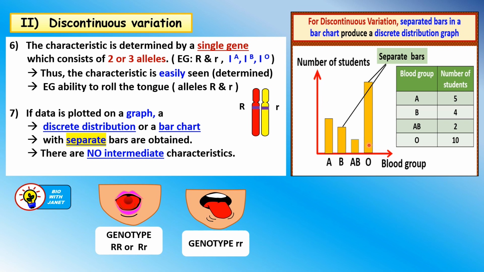So remember this word, discrete distribution graph, and separated bars in a bar chart, for characteristics that show discontinuous variation. Even for the ability to roll the tongue, there are only 2 groups of people: able to roll the tongue, and not able to roll the tongue. So we draw 2 bars which are separated.